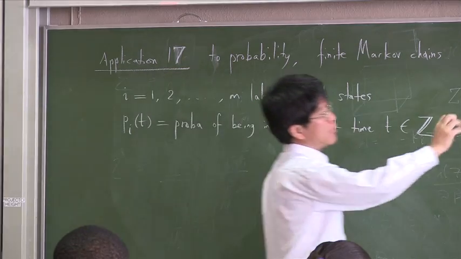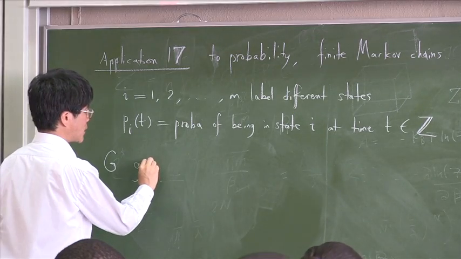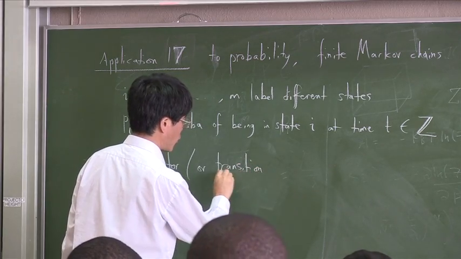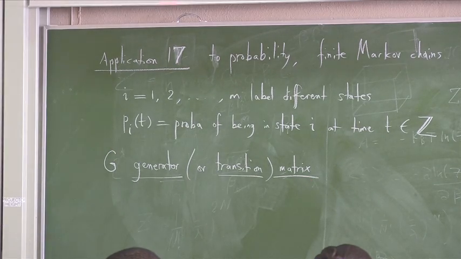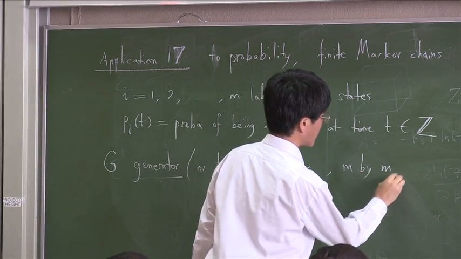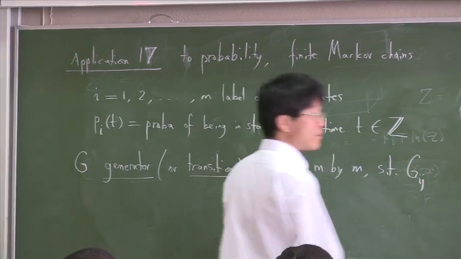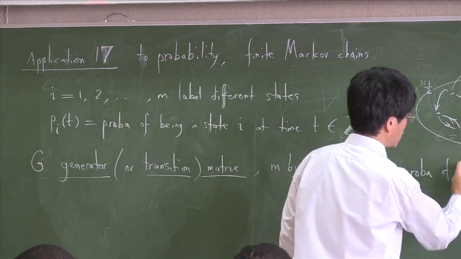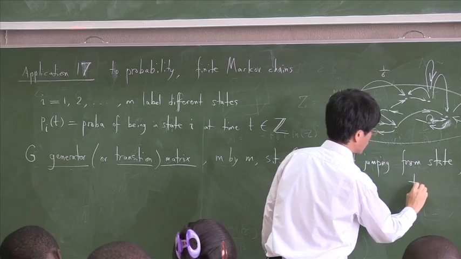Well, how do we describe those jumps mathematically? There is a very elegant way of doing it. Let us call G a certain matrix. We shall call it the generator, or if you read the probability literature, often it's called the transition matrix. This matrix is going to be M by M, and the entry of this matrix, G_ij, the ij entry, is simply defined to be the probability of jumping from state j to state i.